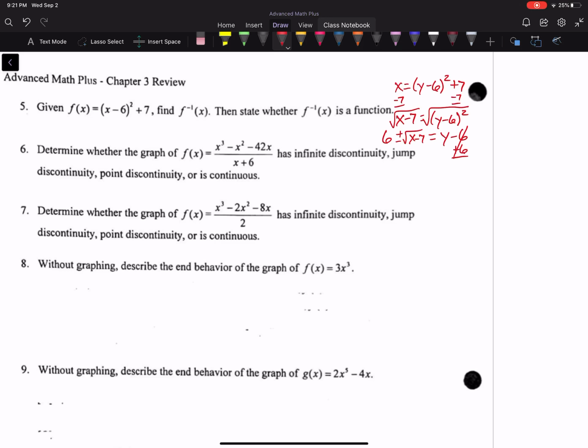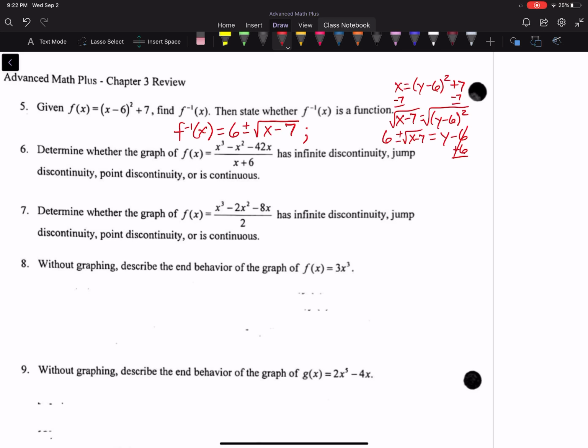And that is your inverse. So the inverse of f of x equals 6 plus or minus the square root of x minus 7.